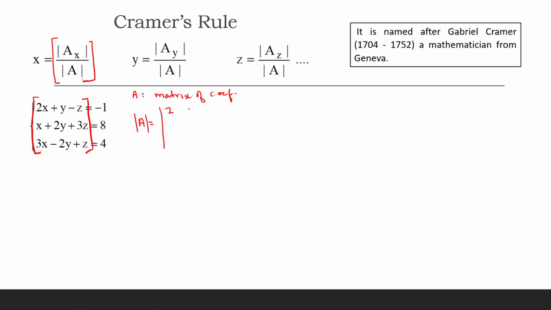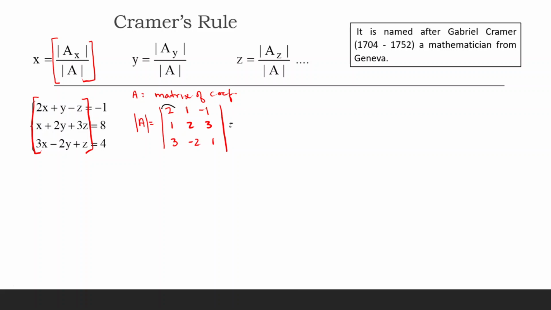So the coefficients from the first equation are 2, 1, negative 1. And we have 1, 2, and 3. And 3, negative 2, and 1. Okay, now we're going to find the determinant. So I'm going to use just the diagonal method for doing this.